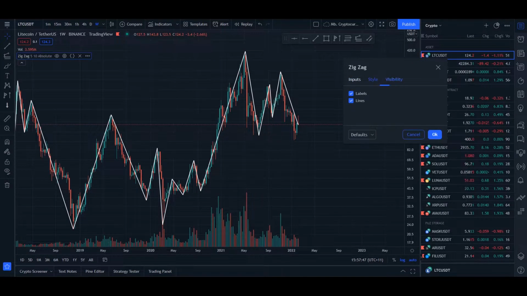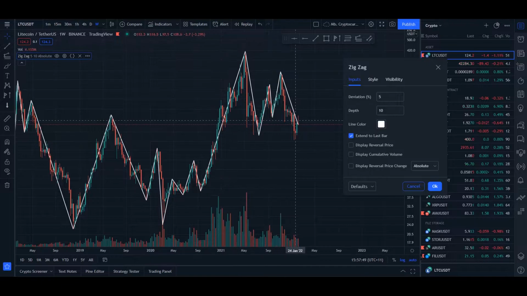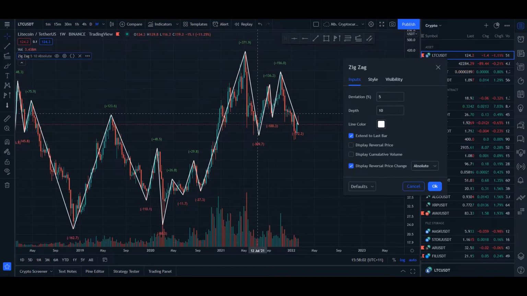Style, visibility, I don't really touch much. This is as good as it can be. But the deviation and depth are important. For example, when you use a weekly time frame, the deviation means a 5% change. Let me show you. This is like a 136% change. So already 5% is in it anyway. But the depth actually makes a massive difference in, for example, the weekly time frame. The depth means the number of candles before we actually show another, for example, low.